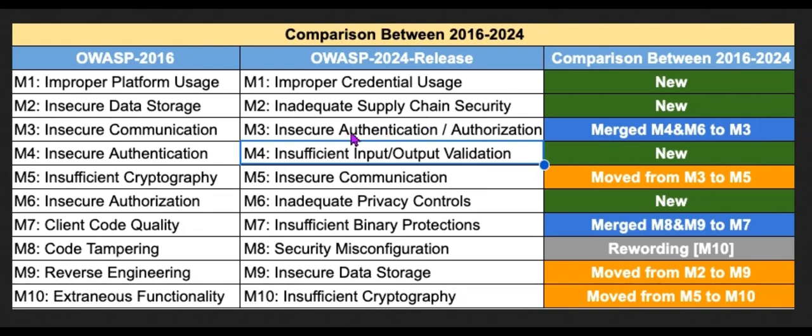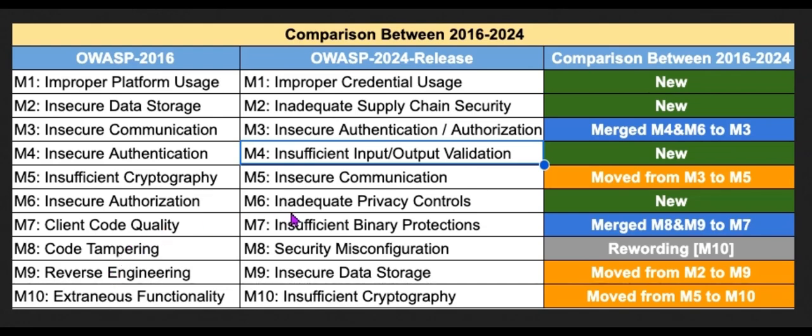And the third one is insecure authentication and authorization. These two are merged from the 2016 M4 and M6. Now again, insecure communication is moved to M5 from M3. Inadequate privacy control is a new one, and insufficient binary protections is the merge of code tampering and reverse engineering.